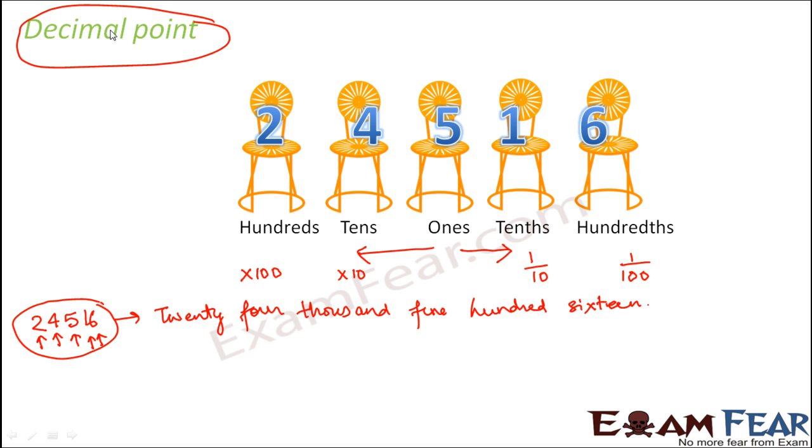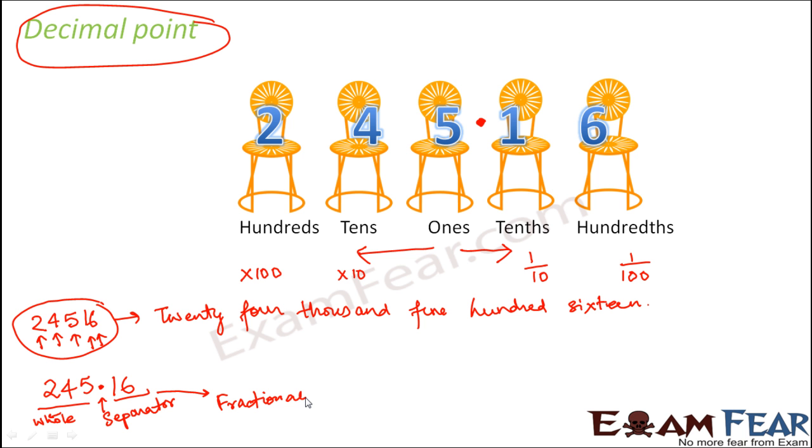We always put a decimal point to separate the whole number part and the fractional part. So the decimal point is put here. Now instead of writing like this, if I write it as 245.16, this decimal point acts as a separator. This means that this side is representing a whole number and this side is representing the fractional part. So that is the purpose of the decimal point, because it acts as the separator.